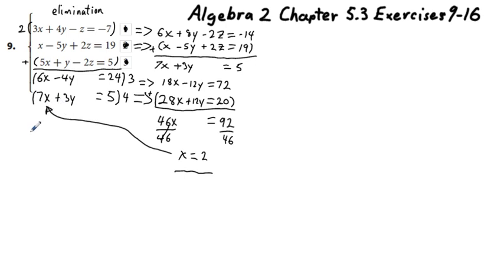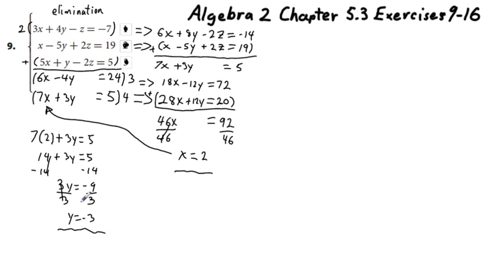So we have 7 times 2 for x plus 3y is equal to 5. And so we have 14 plus 3y is equal to 5. Subtracting 14, we have 3y is equal to negative 9. And dividing by 3, we have y is equal to negative 3. So that's going to be our second one.